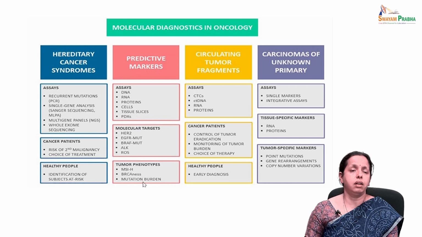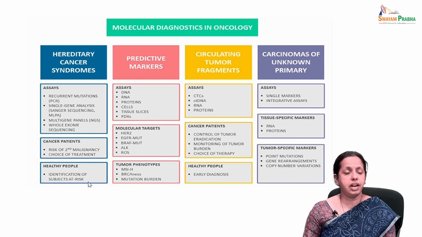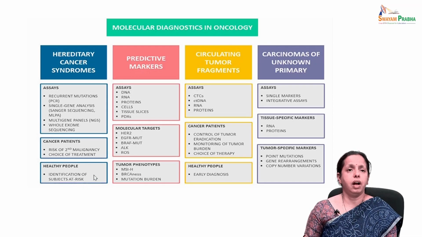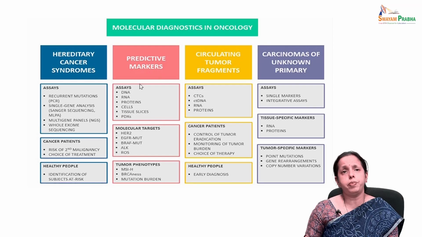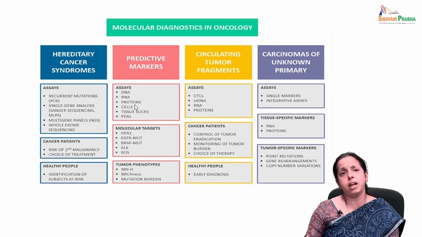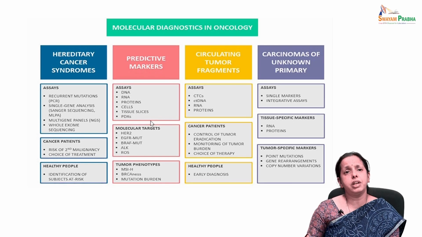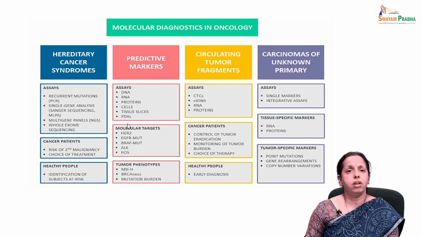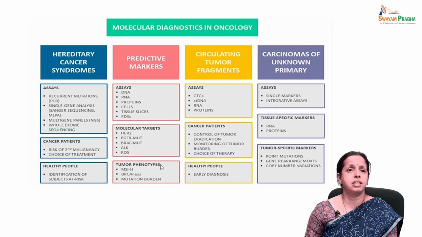And can we use this in healthy people? Yes, maybe you can identify subjects at risk. For predictive markers, for predicting the cancer, you have different markers and several assays, using DNA, RNA, proteins, cells, and tissue slices.